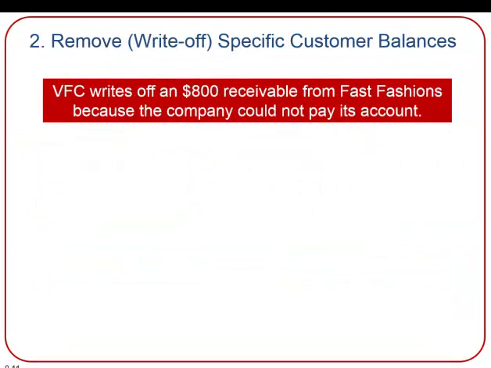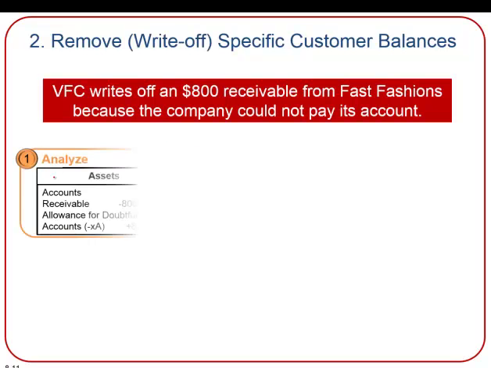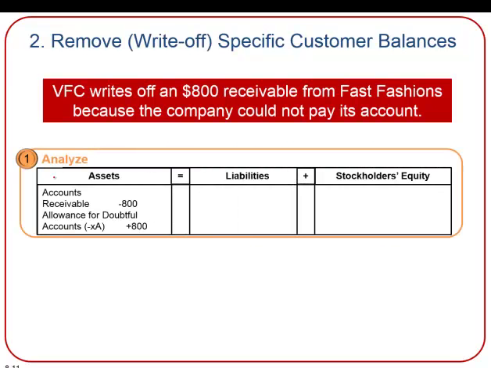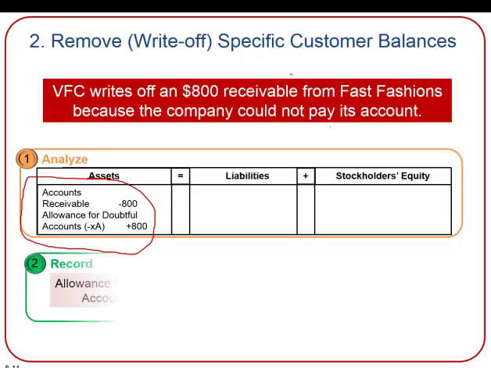Okay, now let's assume that VFC writes off an $800 receivable from Fast Fashion, so that's just one of their customers, because the company could not pay its account. The allowance for doubtful accounts, that reserve we set up to handle uncollectible accounts, will be decreased, and then the asset account, accounts receivable, will be decreased by $800. And remember, the allowance for doubtful accounts is a contra asset account that reduces accounts receivables. All in all, there's no change to assets and actually no change to the net value of accounts receivable.